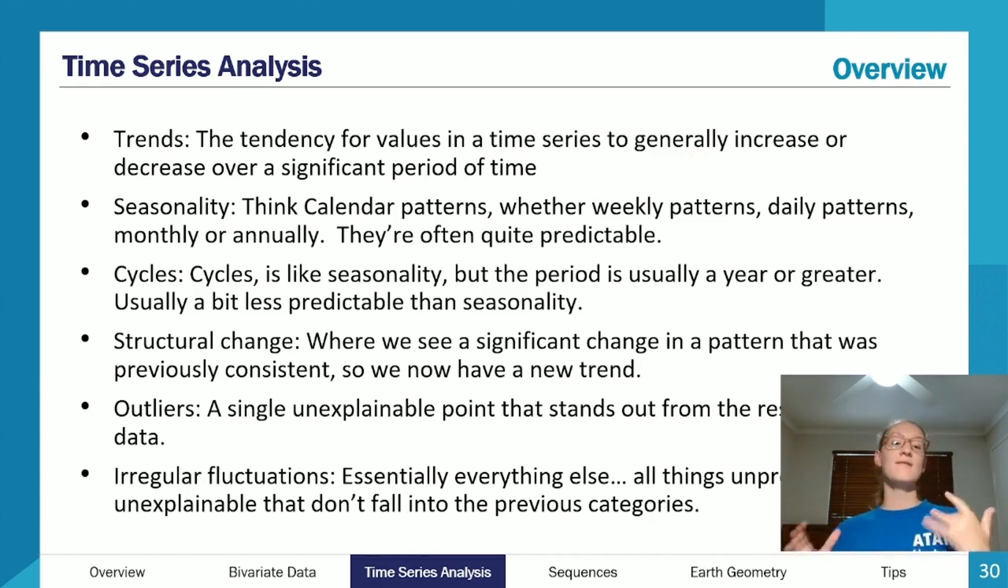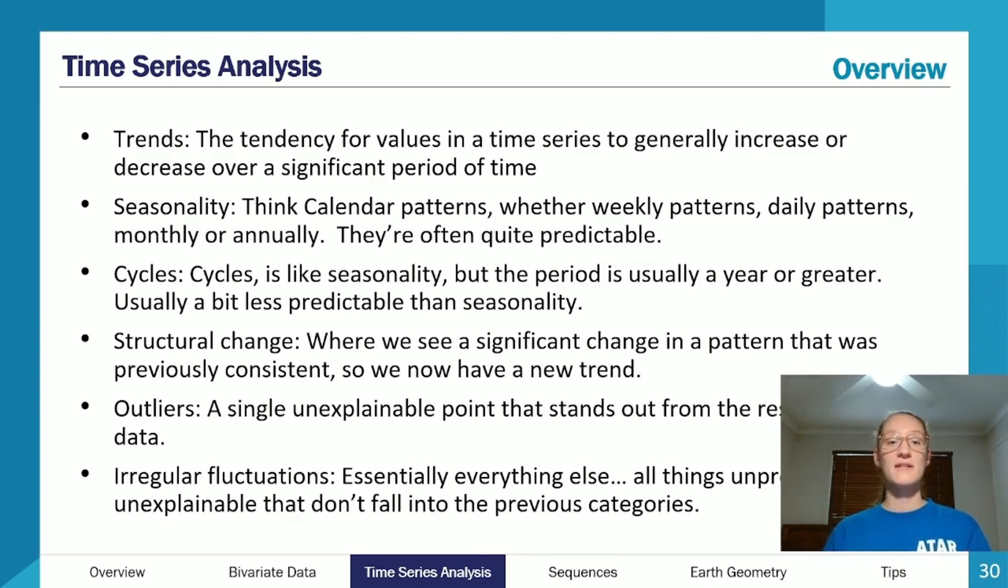And then lastly is irregular fluctuations, which is essentially everything else, all things unpredictable, unexplainable, and present in any real-world data. I know that's a lot to think about, and you might be able to come up with a helpful mnemonic to help you remember each of the things you might be able to discuss in a time series plot. Sometimes it can just take a bit of practice to get better at identifying these things when you see them in a time series plot. So that's a lot of different things we can talk about.